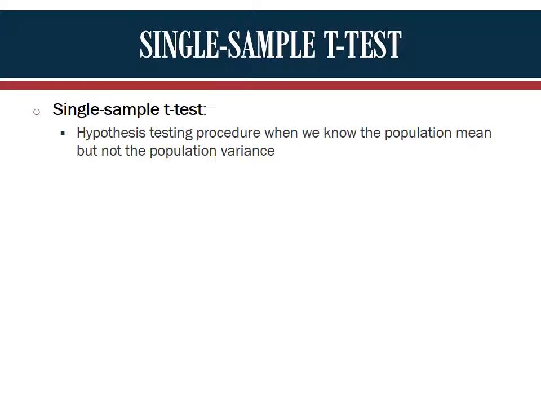Okay, so this term single sample t-test, this is what it means. The single sample t-test is a hypothesis testing procedure that we use when we know the population mean, but we do not know the population variance. So whereas in the z-test you need both of these pieces of information, you can do a single sample t-test if you only know population mean, but you do not know population variance. So you've got one of those 2 pieces, you can do the single sample t-test.